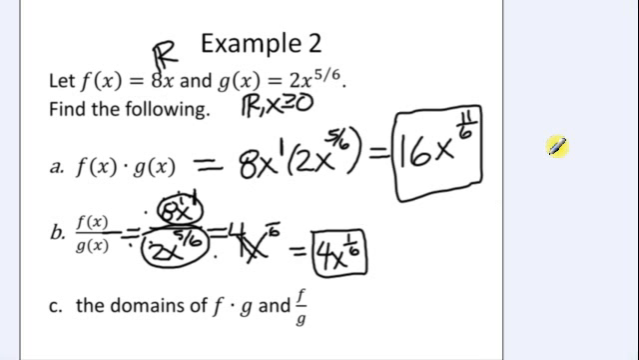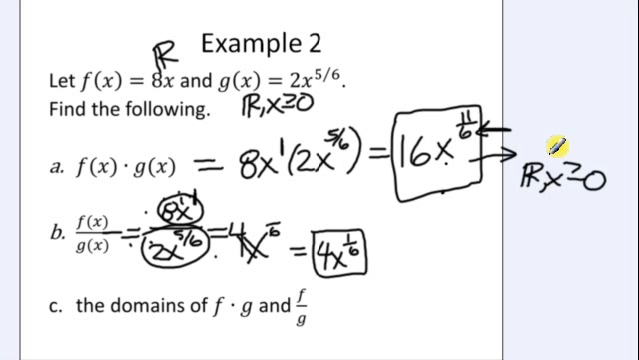So the original domains also limit any combination of those functions that we have. So I know that I'm looking at x has to be greater than or equal to 0, and I want to see if any additional things limit the domain here, which they don't. x would still have to be greater than or equal to 0 because I have the 1/6 power here, or 11/6 power. So my domain, all real numbers, x greater than or equal to 0. Once again, because if it's a negative value to an even root, that is undefined.